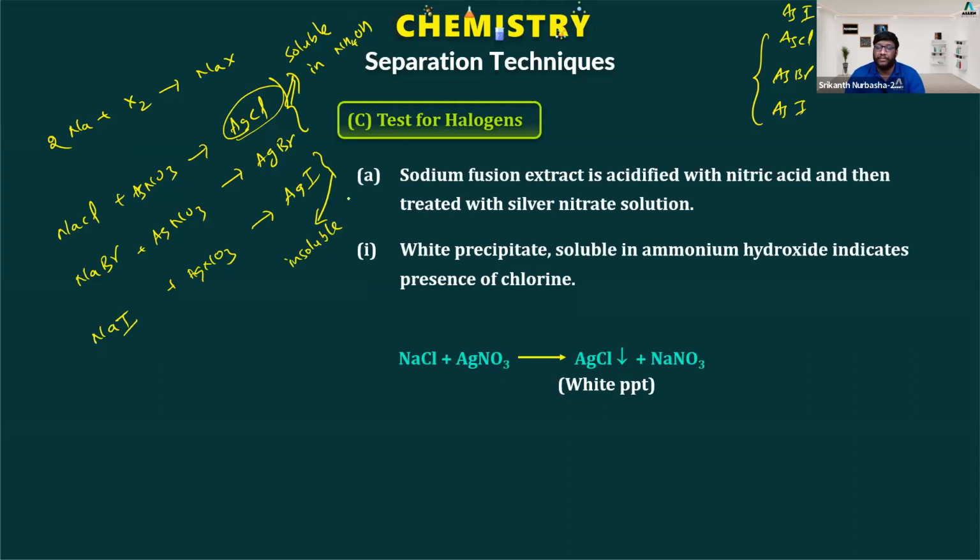Understand this point carefully. We have NaCl, NaBr, NaI formed. NaCl will react with AgNO3 to form AgCl, which is white PPT. White PPT formation indicates presence of chlorine. If you are getting yellow PPT, it can be bromine or iodine. AgBr and AgI are both yellow PPT, but AgBr is soluble in NH4OH, AgI is insoluble in NH4OH. Like that, you can detect bromine and iodine.